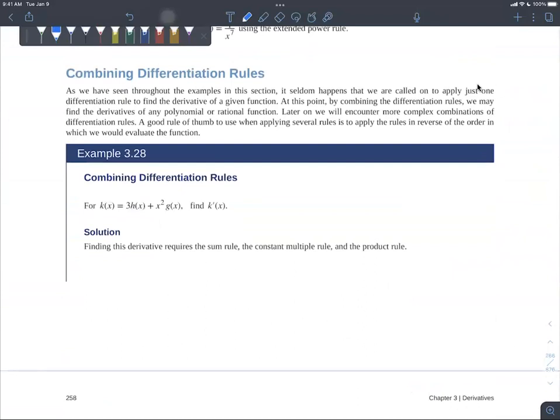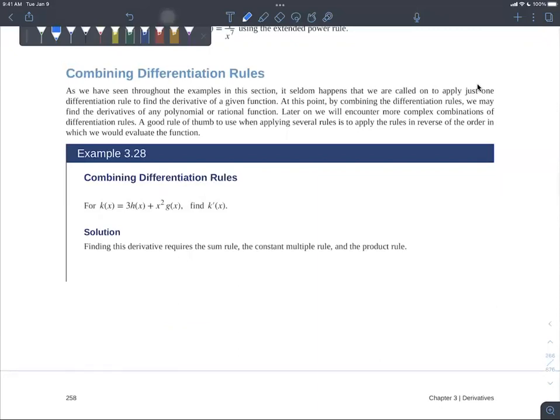Combining differentiation rules. As we have seen throughout the examples in this section, it seldom happens that we are called on to apply just one differentiation rule to find the derivative of a given function. By combining the differentiation rules, we may find the derivatives of any polynomial or rational function. Later on, we will encounter more complex combinations of differentiation rules. A good rule of thumb when applying several rules is to apply the rules in reverse order in which we would evaluate the function. Okay, so let's go ahead and see what exactly this means.